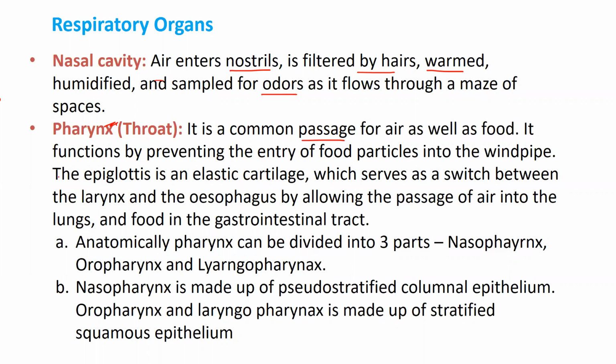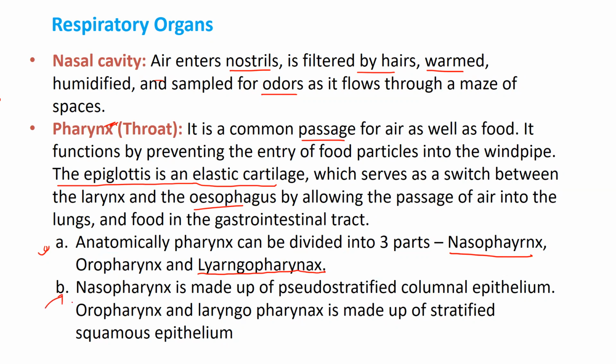That is not possible. The epiglottis is an elastic cartilage which serves as a switch between the larynx and the esophagus, allowing the passage of air into the lungs and food into the gastrointestinal tract. Anatomically, we can divide the pharynx into three parts: nasopharynx, oropharynx, and laryngopharynx. Next, I will show you the diagram.